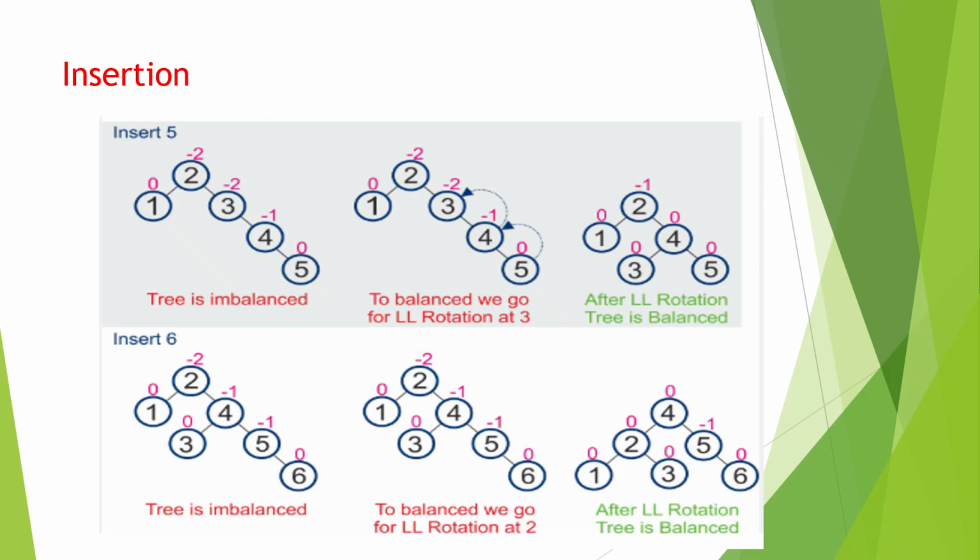Then we are going to insert 6. 6 is greater than 2. 6 is greater than 4. 6 is greater than 5. Then we place 6 on the right side of 5. The balance factor for 6 is equal to 0. The balance factor for 5 is equal to -1. The balance factor for 4 is equal to -1. The balance factor for 2 is equal to -2. Tree gets imbalanced. To balance the tree, we have to perform LL rotation at node 2. Then we get the tree balanced.